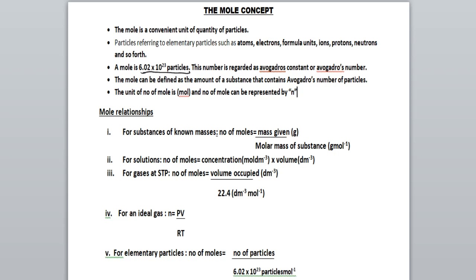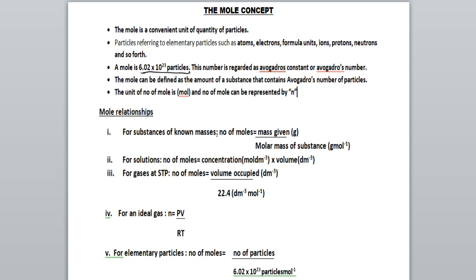This number is regarded as Avogadro's constant or Avogadro's number. That is, 6.02 times 10 to the power 23 particles is regarded as our Avogadro's constant or Avogadro's number. And this is in honor of the Italian scientist Amedeo Avogadro.